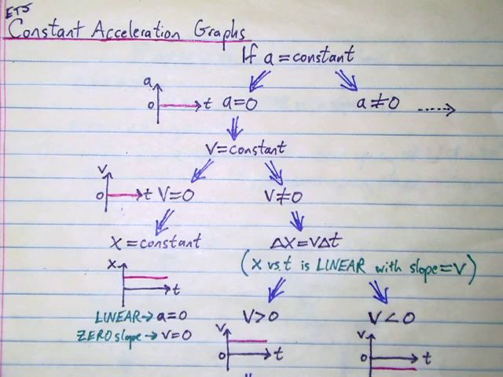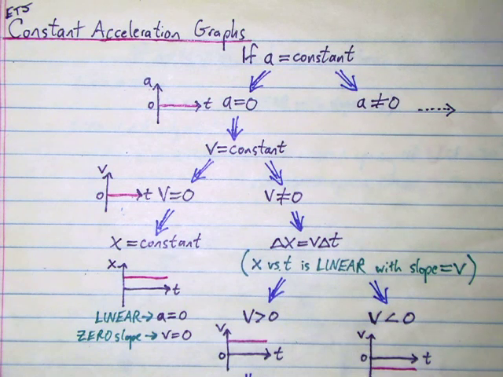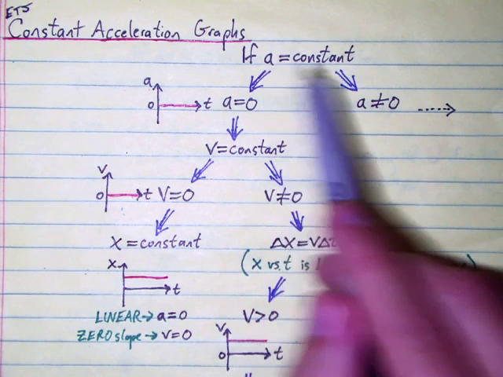We have equations to describe the motion of an object under conditions of constant acceleration. Now let's look at the relationships between the position, velocity, and acceleration graphs if an object is undergoing constant acceleration. So we have a whole tree of possibilities to follow here, starting with the assumption that the acceleration is constant.